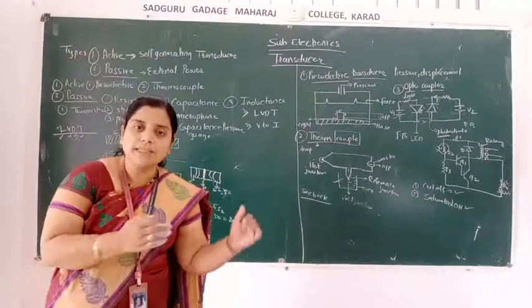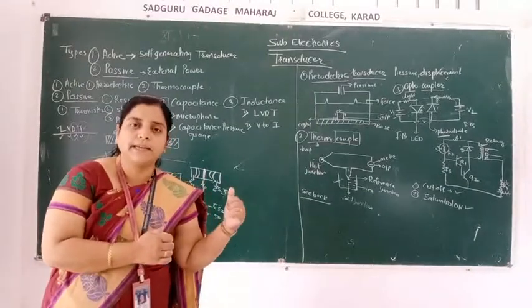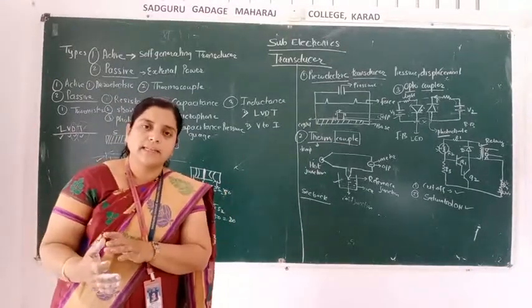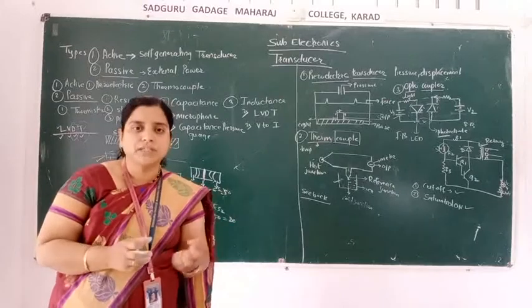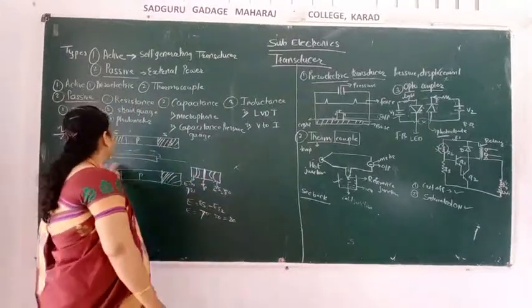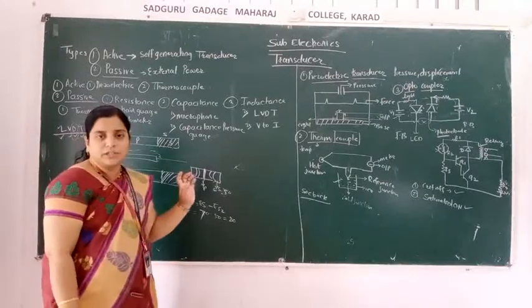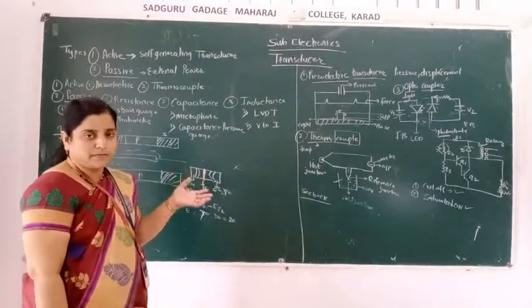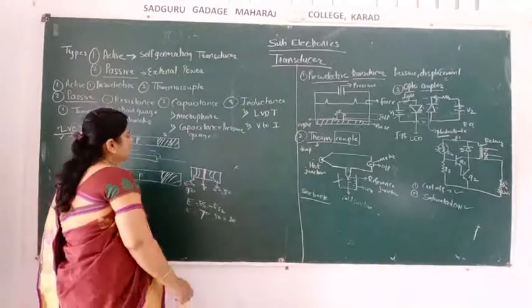Okay, so how much it moves to the left side and how much it moves to the right side, the difference between these two is measured at the output. Then it is called the what? Linear variable differential transducer or transformer. Okay, so this is LVDT.